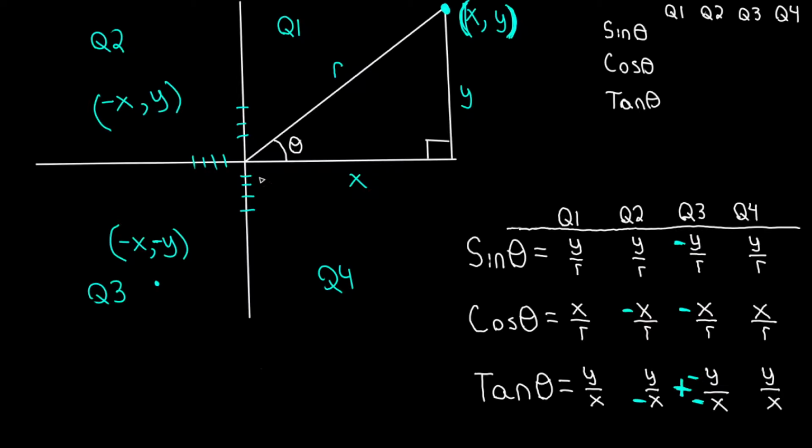Now quadrant 4, I have to go over positive x units, down some sort of y units into the negatives. So positive x, negative y. So anywhere I have a y, I'm just going to put a negative sign. So sine is negative in quadrant 4, cosine is positive, tangent is negative.